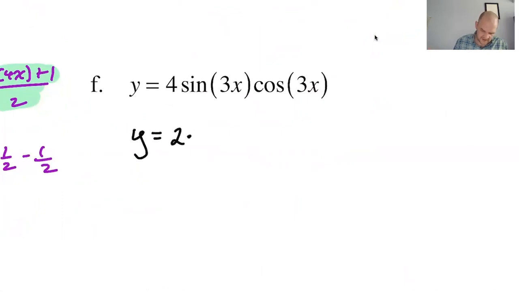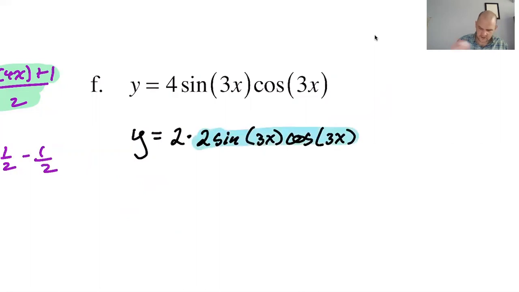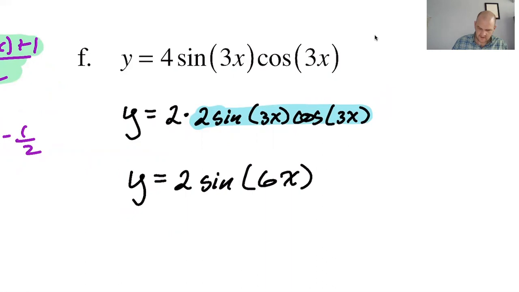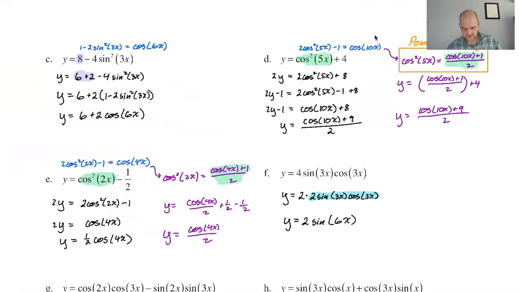I'm going to change this into 2 times 2 sine cosine. And then as long as this is happening, this part that we have here is just sine of 2 times whatever we're dealing with. So this is y equals 2 sine of 2 times 3x, so 6x. And there you go. All right, I'm going to cut the video here.